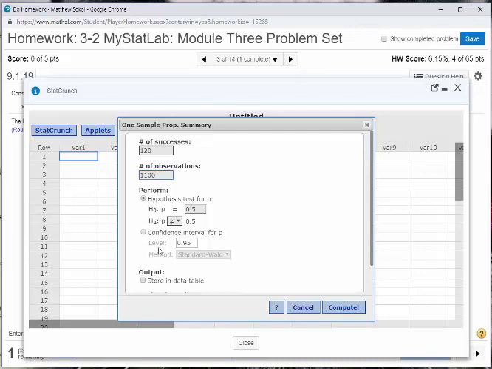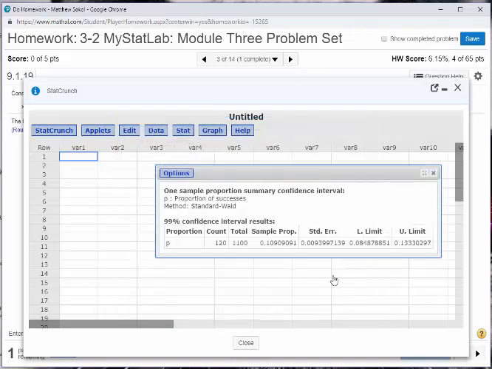What it asked for was the level of confidence. So I'm going to click this little radio button here. The default will be 0.95, but the problem asks for 99%. So I'm going to have to change that to 0.99. Then I'm going to hit compute.